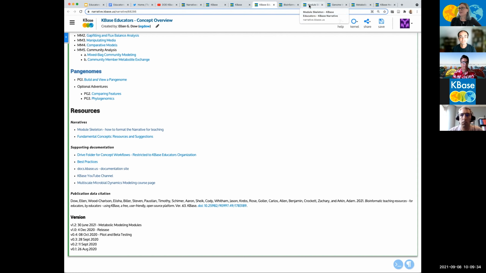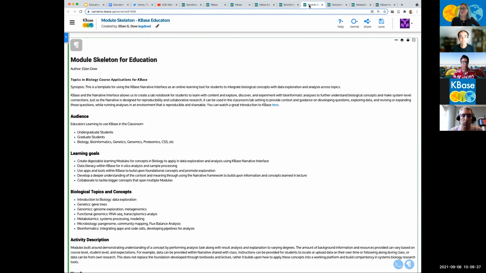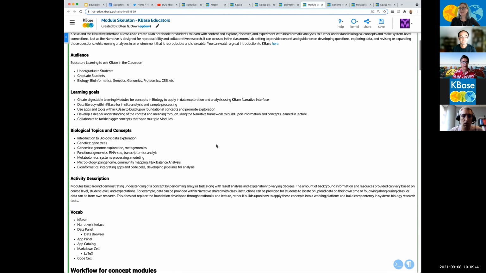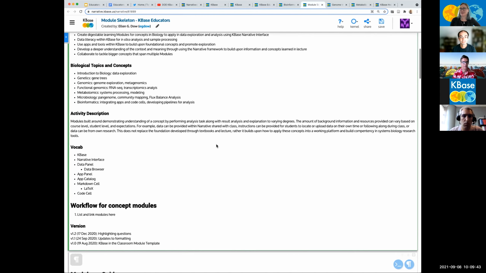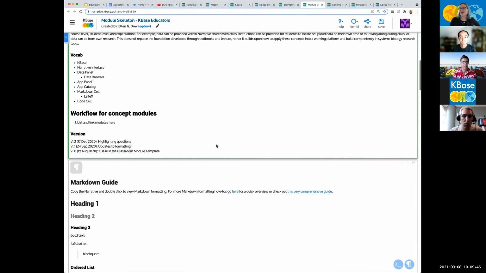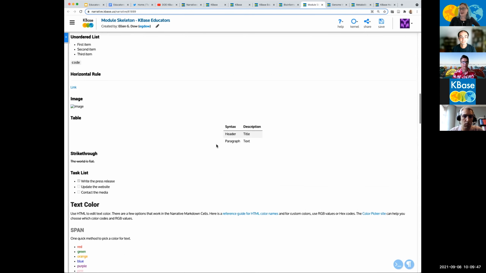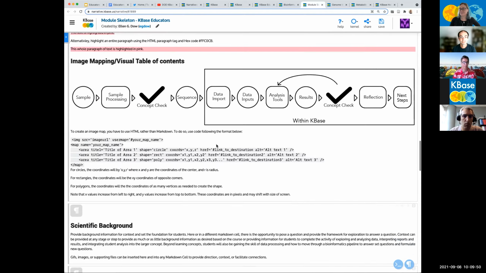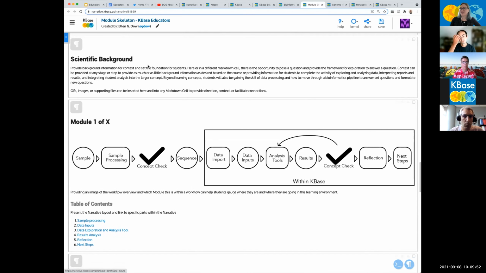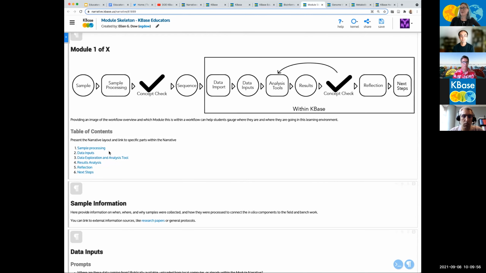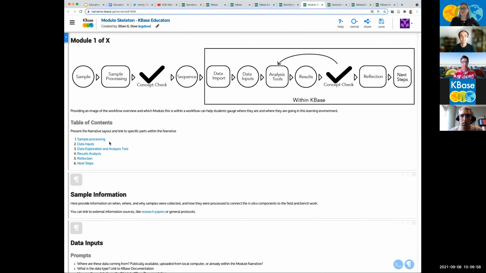And so I wanted to walk through how each of these workflows have been built out in general. Following the KBase module skeleton, how these different workflows have been broken down is through including information on scientific background. And then we go through sample processing, especially for the first workflow, where we introduce new data and introduce the data inputs.